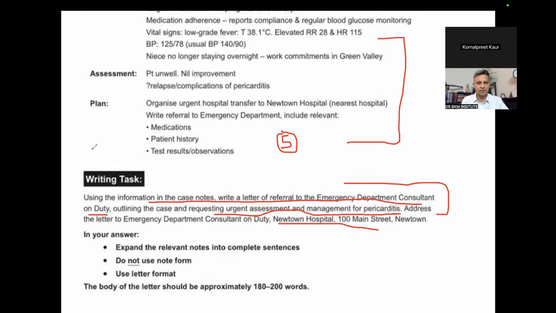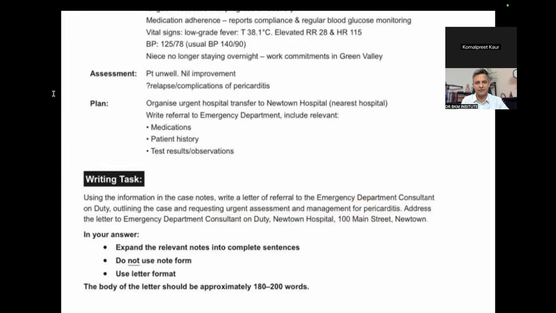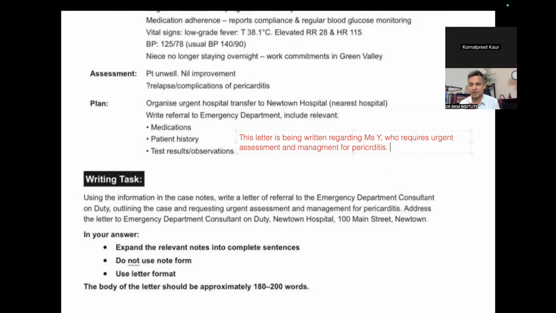Write a letter to Newtown Hospital. If I have to prepare the first paragraph, let's make the first paragraph easiest. I'm just going to write it in front of you, and please try to follow these things to make it comfortable and easy for yourself. The first paragraph is the main paragraph. This letter is being written regarding Mrs. or Ms. Y, whatever the name of the patient would be, who requires urgent assessment and management for pericarditis. I don't care how big the letter was, whether it was a tough letter or an easy letter. This is the first thing to assure my 300 marks. Even if I write this much, this is more than enough, at least to tell the purpose.